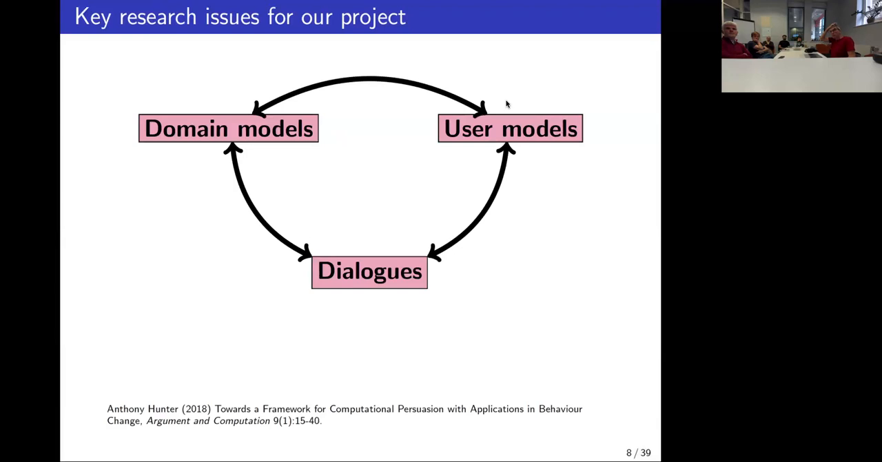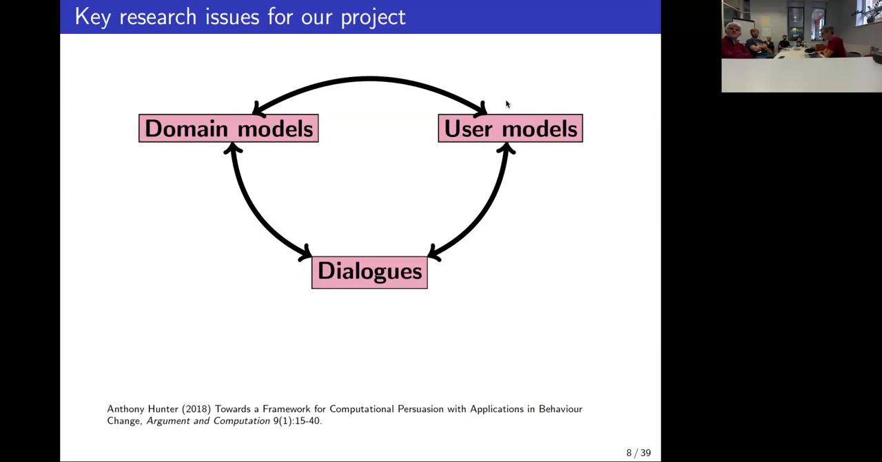So in the original project, we were primarily interested in what's called strategic argumentation. The idea is that the chatbot enters into a dialogue, and the chatbot tries to make strategic choices of move to make to increase the probability that the dialogue is persuasive. So the three interrelated topics that we focused on: how we model the domain, so the subject of argumentation; how we model the user, so we could optimize the choice of moves; and the strategic dialogues, how this was done.